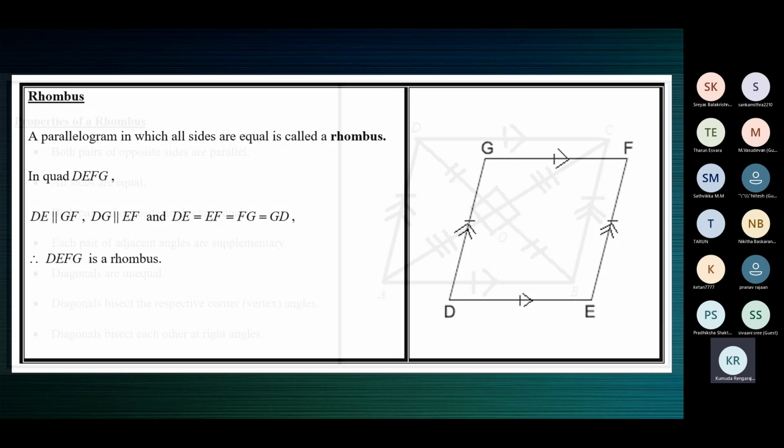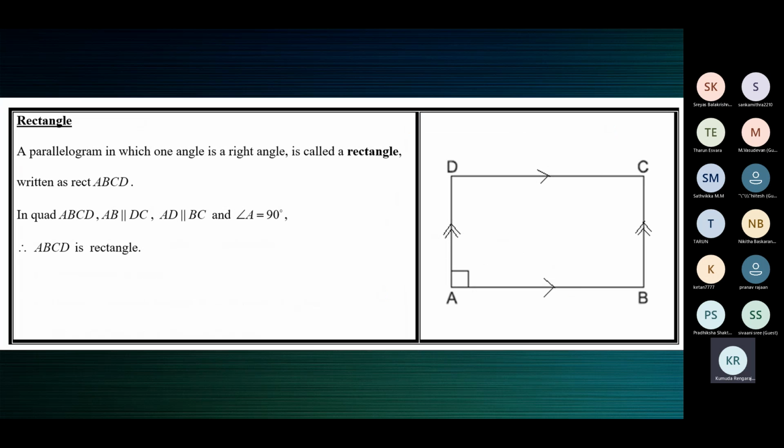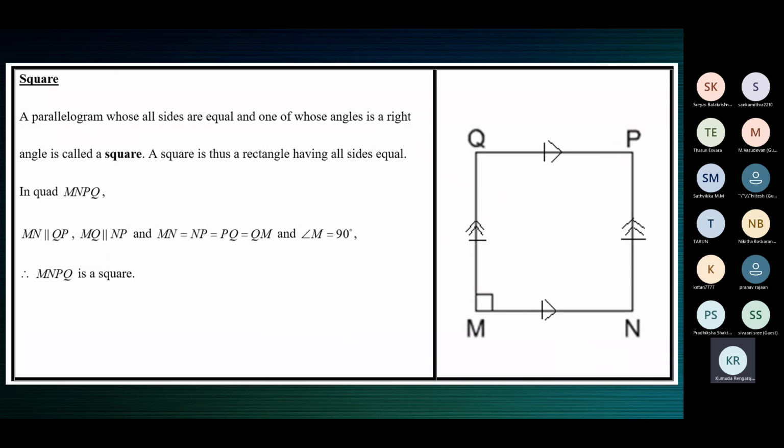A rhombus is a parallelogram. A rectangle is a parallelogram. See the definition. What about a square? A square is a parallelogram. The definition starts like that.